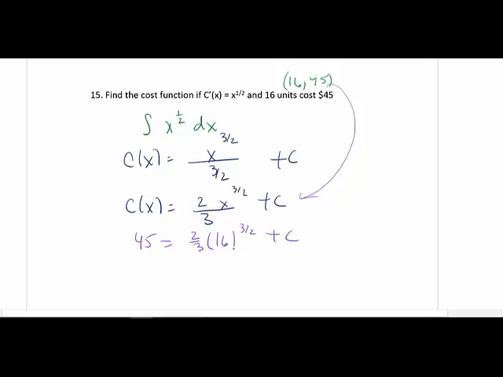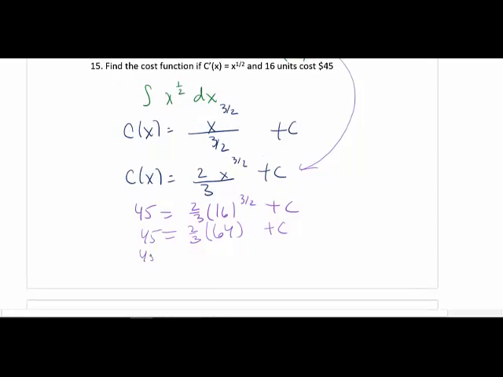16 to the half power says the square root of 16, which is 4. 4 cubed is 64. You can let your calculator do that all for you. So I have 45 equals 128 over 3 plus C.